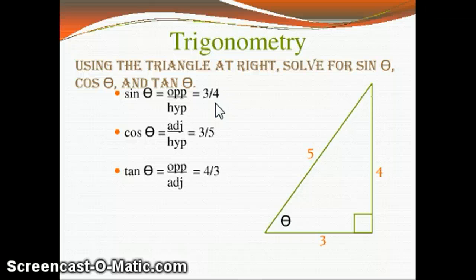But moving on. The cosine of an angle is the side adjacent to the angle divided by the hypotenuse. So the cosine of theta will be 3 over 5. And finally, the tangent of theta is the opposite divided by the adjacent side. So it should be 4 over 3.